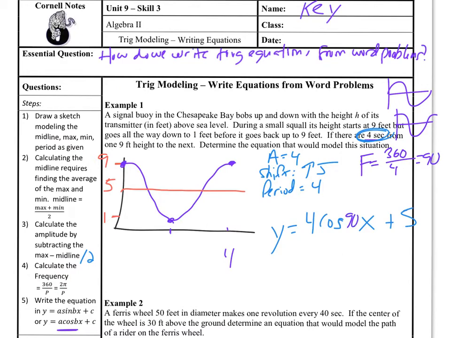So I have an amplitude of 4. It's a cosine curve because it starts above and ends above. It's 90 because it was 360 over 4. The plus 5 is the shifted up 5, and we're good to go.